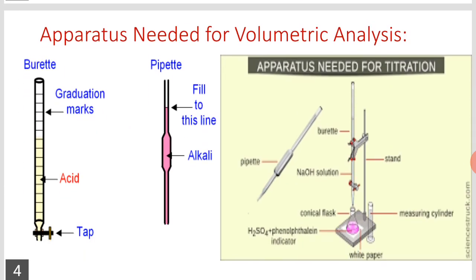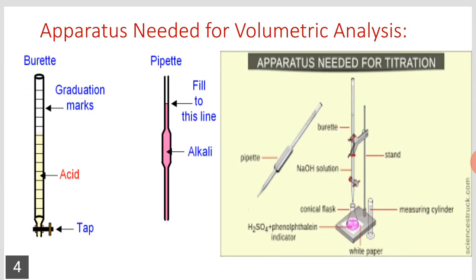As I have told you, it is very easy and requires only a few apparatus. So see the apparatus needed for volumetric analysis. In this diagram you can see the apparatus required. We require one burette, one pipette. Here there is a burette stand, as well as we require one conical flask and a measuring cylinder.